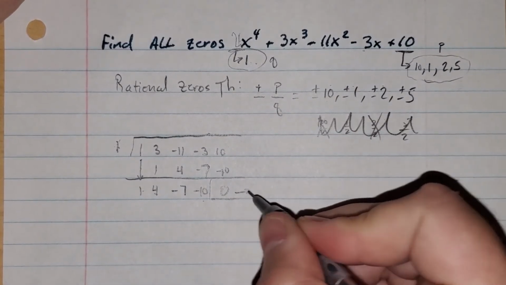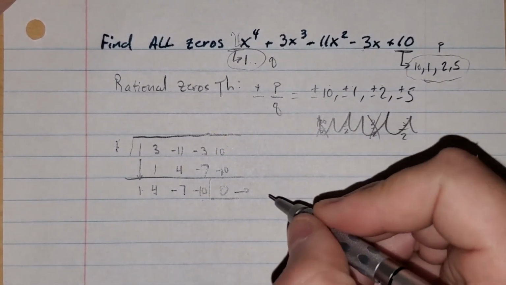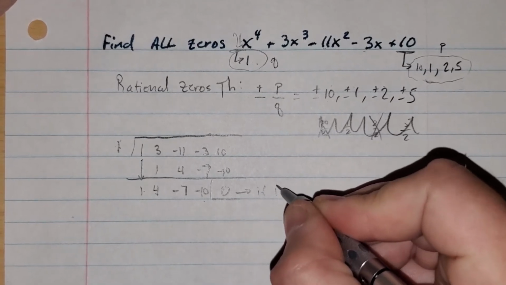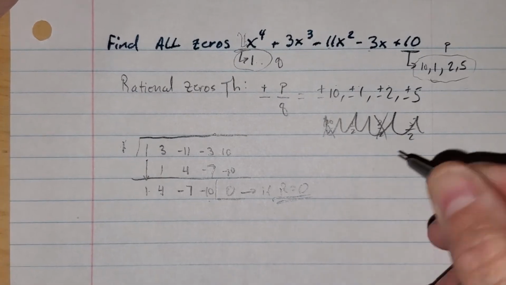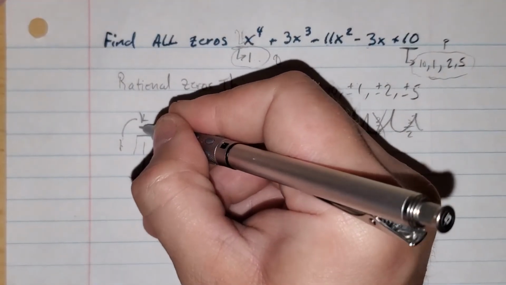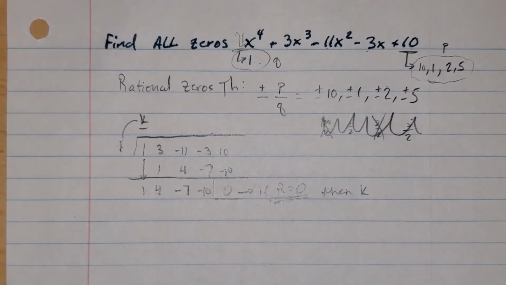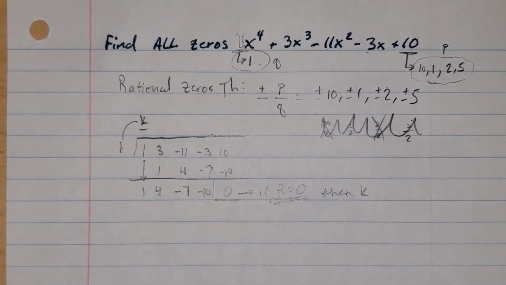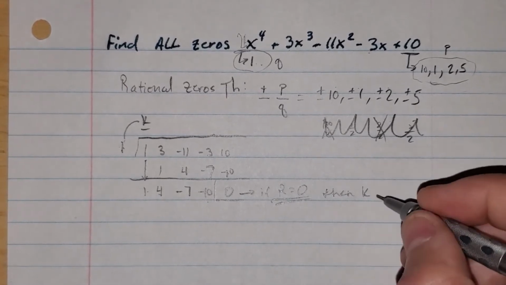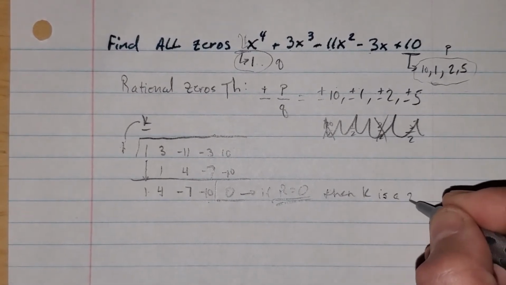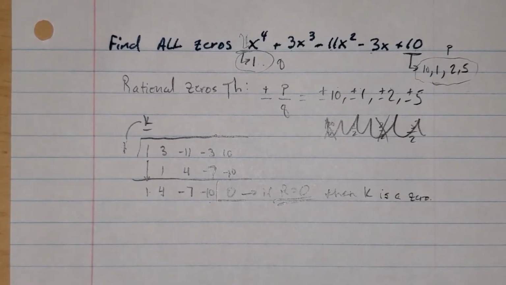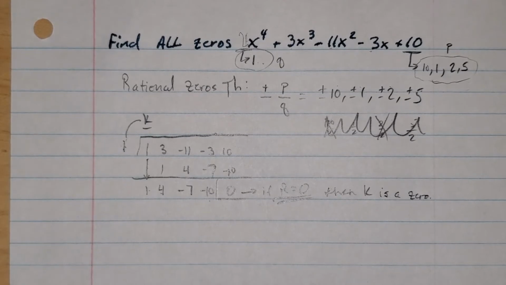Now, I have another video on this, the remainder theorem. The remainder theorem says if this remainder is equal to 0, then K, this guy here, is a zero. If your teacher goes on and on about K, it doesn't really matter. You can call it whatever you want, but most textbooks call that K, which is the attempted root. That's what the remainder theorem says.